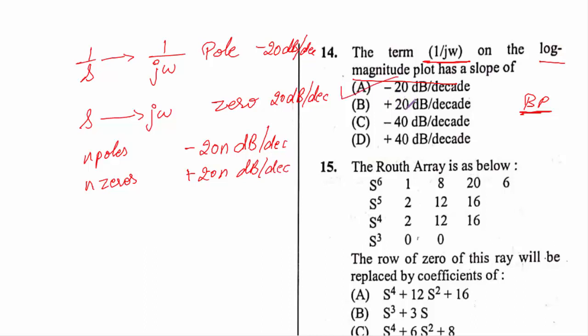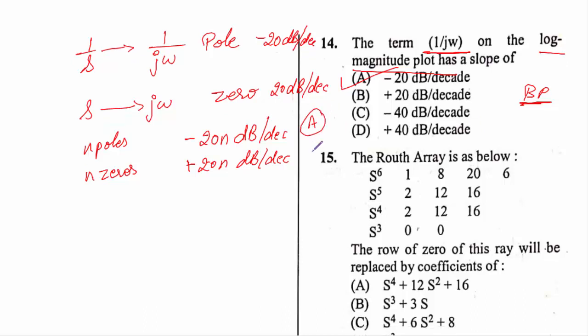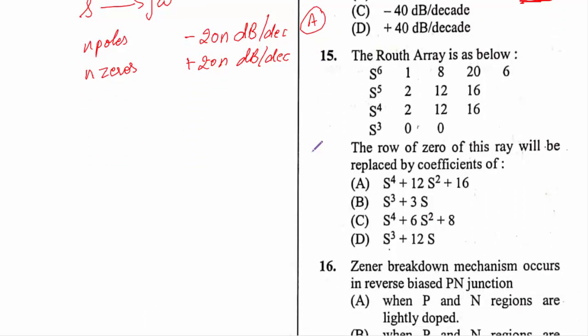So the option that is going to follow is option A is the correct one. 15th question, it is the limitation of RH criteria. What they have given is you will be having s power 6 coefficient, s power 5, s power 4, and in the case of s power 3 all the values you are getting 0.